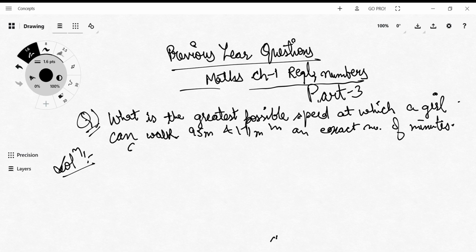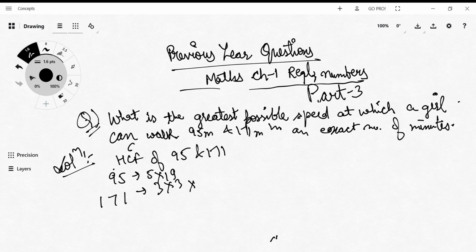Okay, so as the girl needs to walk 95 meters and 171 meters in an exact number of minutes, we have to find out the HCF of 95 and 171, right? So we will find out the HCF of 95 and 171. For finding the HCF, the first step is to do the prime factorization of the given numbers. Prime factorization of 95 is 5 into 19, and prime factorization of 171 is 3 into 3 into 19.